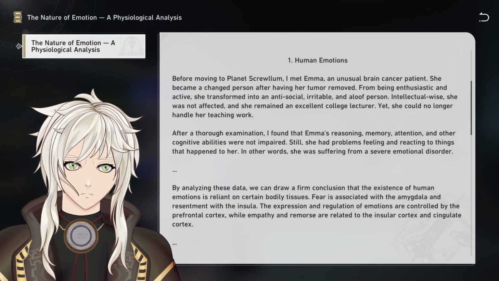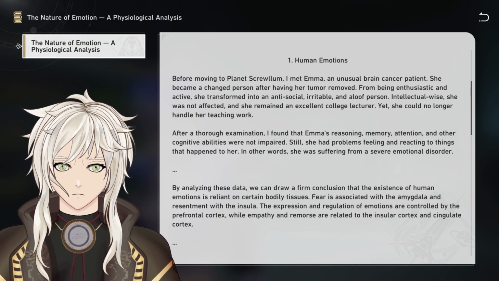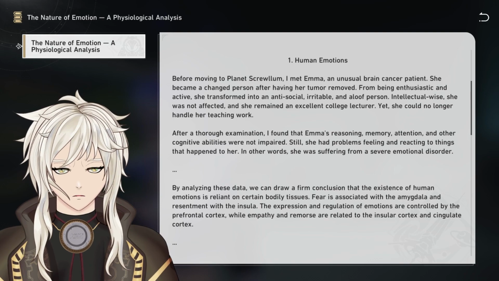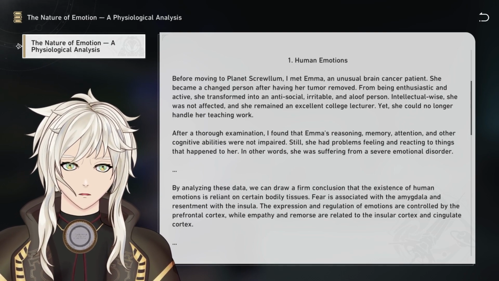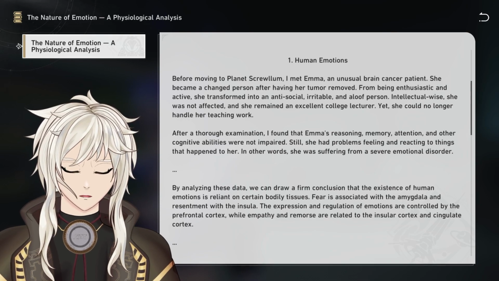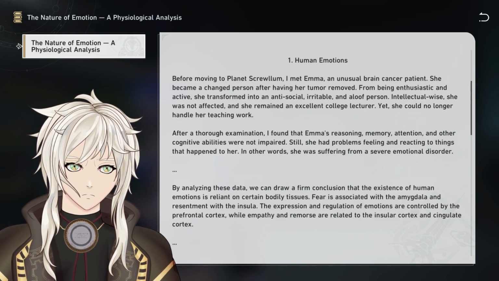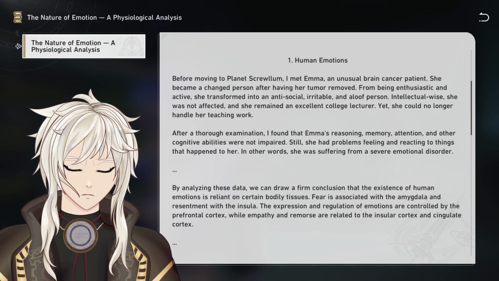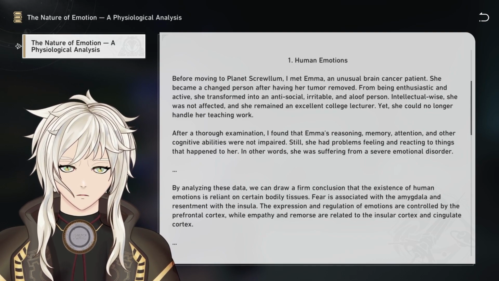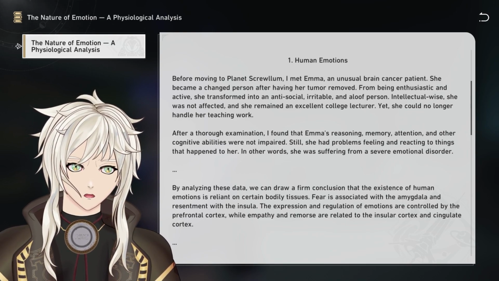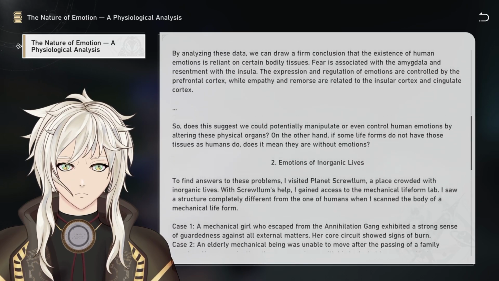Still, she had problems feeling and reacting to things that happened to her. In other words, she was suffering from a severe emotional disorder. By analyzing these data, we can draw a firm conclusion that the existence of human emotions is reliant on certain bodily tissues. Fear is associated with the amygdala, and resentment with the insula. The expression and regulation of emotions are controlled by the prefrontal cortex, while empathy and remorse are related to the insular cortex and cingulate cortex.